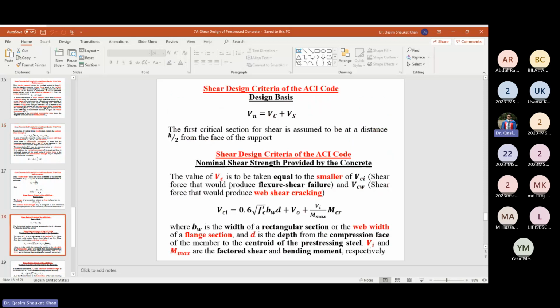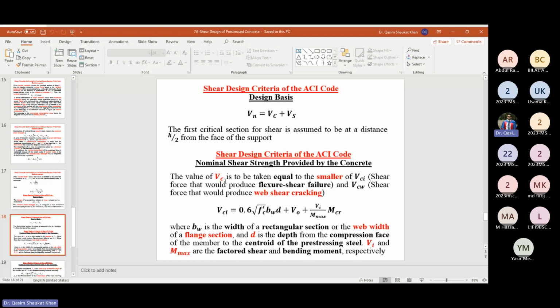So the value of VC is to be taken equal to the smaller of VCI, which is the shear force that would be required to produce the flexural shear failure. Because in the concrete, there can be two failures possible: one is the flexural shear failure and the other is the web shear cracking.